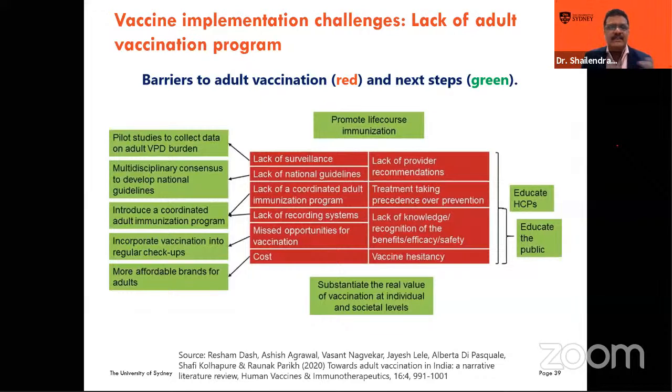We do somewhere between 80 and 90% now, and really good in the last few years. We don't have surveillance. We don't have national guidelines for adults. We don't have a recording system for adults. The providers don't know what exactly to recommend, in a way. It's a lack of knowledge generally. So education of healthcare providers is critical.